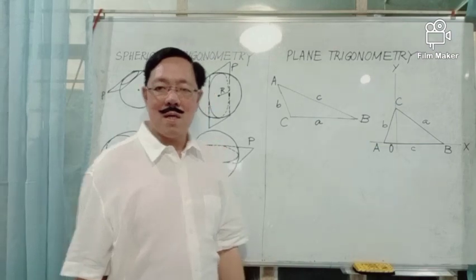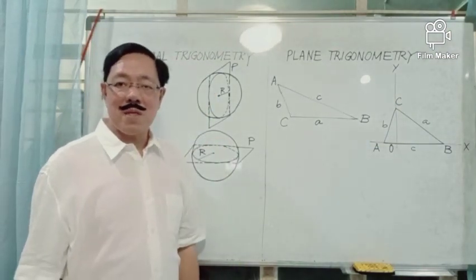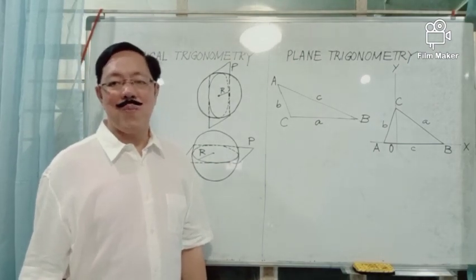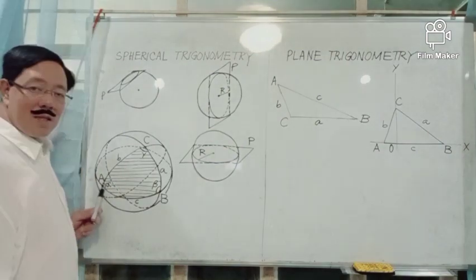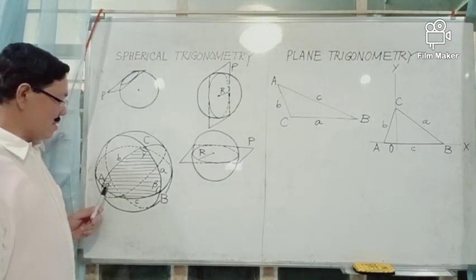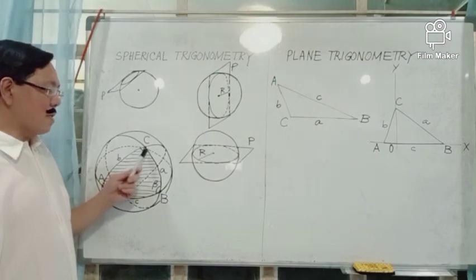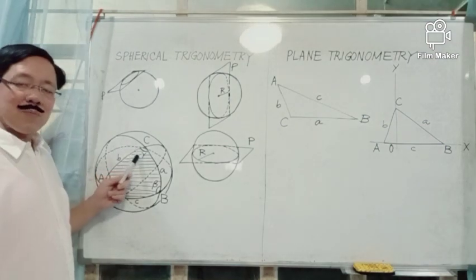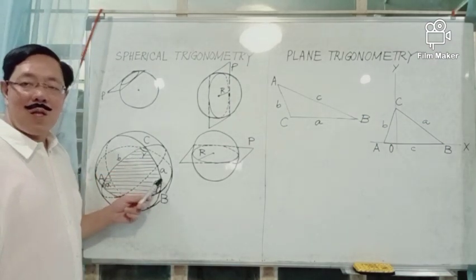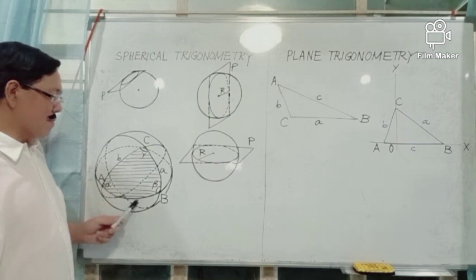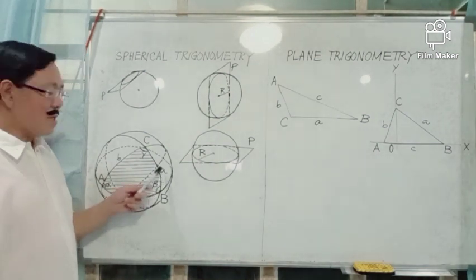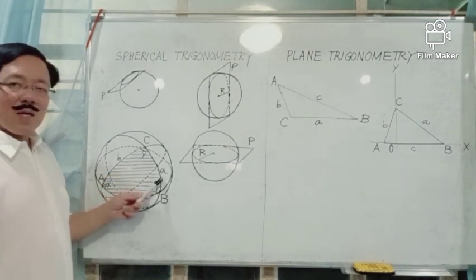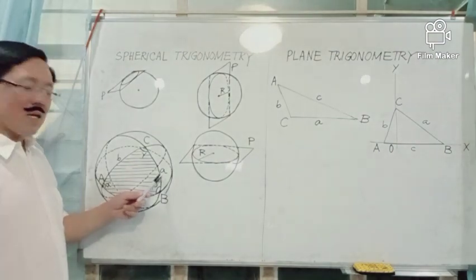In the same way, the sides opposite the vertices in a spherical triangle are denoted by small letters of the English alphabet. In this spherical triangle with vertices A, B, and C, the three sides of the spherical triangle, the triangle on a sphere, are denoted by small letters of the English alphabet. So small a is the side through the vertices B and C, and small a is the side of the spherical triangle opposite vertex A.